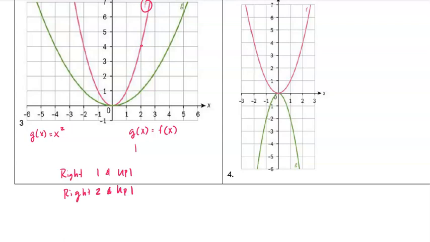You can look at this point right here and say you can go right 2, and then up 4. And then we took that point to there, and then we took this point to there. And so you could see that it was right 1, 2, 3, 4, right 4, and up 4.